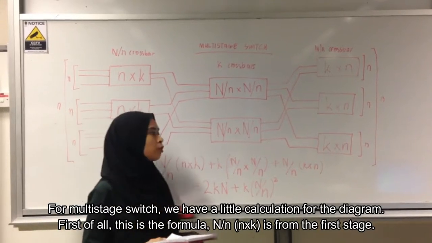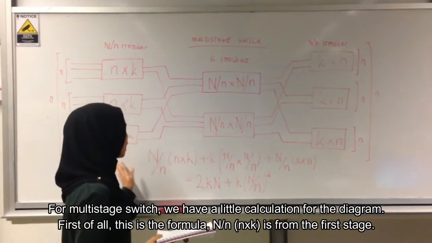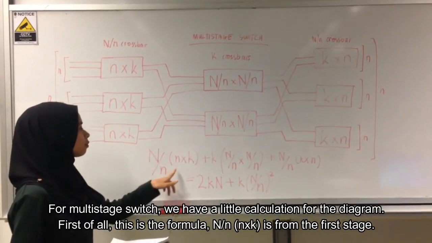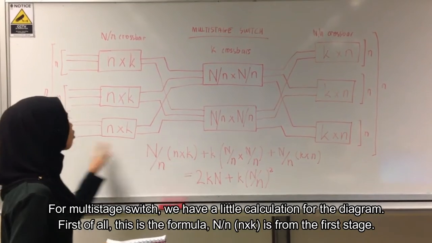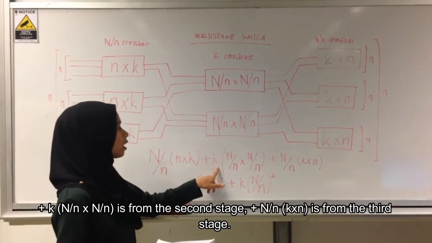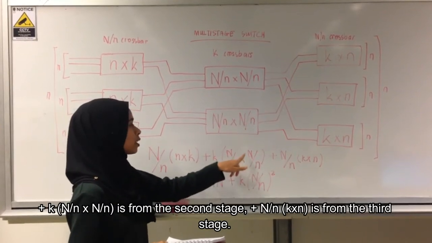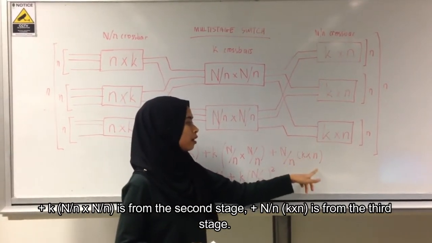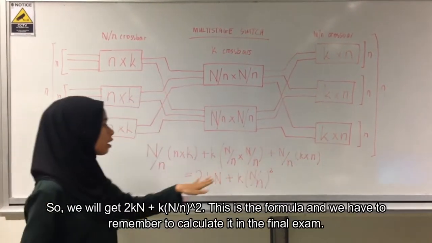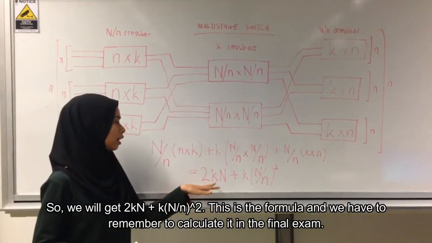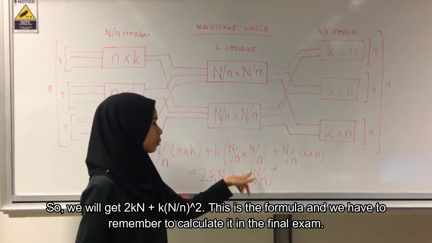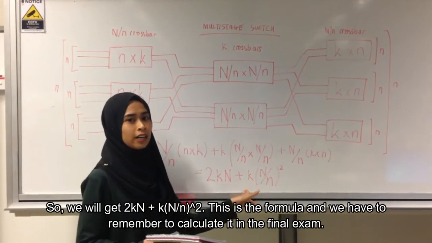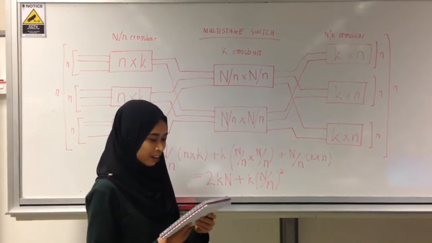In multi-stage switch, we have a little calculation for the diagram. First of all, this is the formula. N per n times n times K is from the first stage, plus K times N per n times N per n is from the second stage, plus N per n times K times n is from the third stage. So we will get 2KN plus K times (N per n) squared. This is the formula, and we have to remember it to calculate in the final exam. Okay.